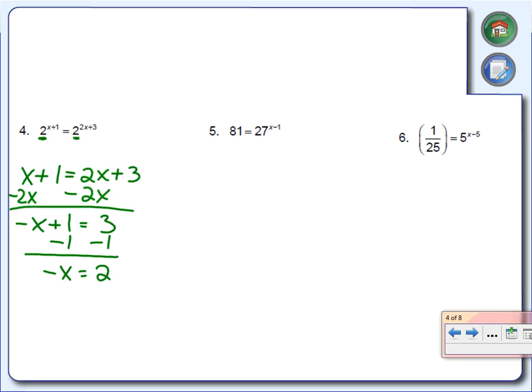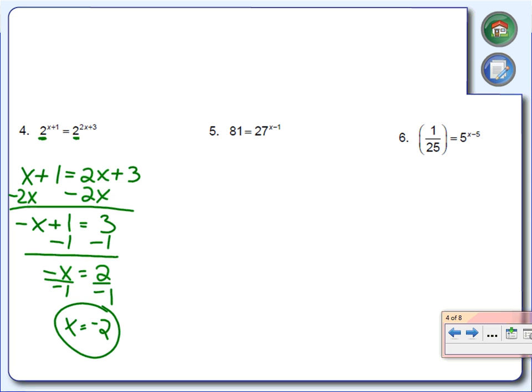Alexander, I got one more thing to do. What are we going to do here? Divide by negative 1. That's to get rid of that negative sign. And 2 divided by negative 1 is negative 2. Therefore, our solution to this equation is negative 2.